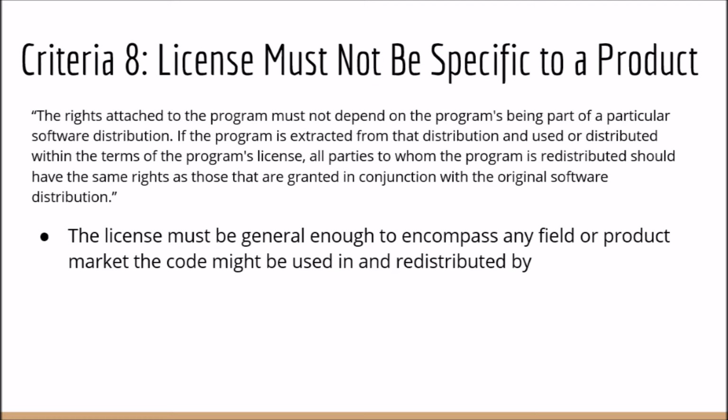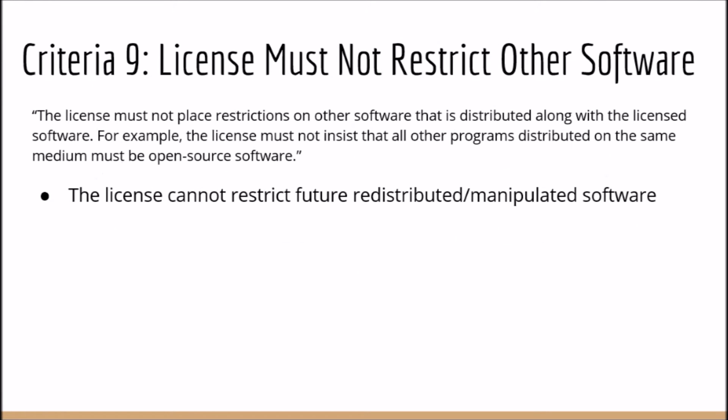The eighth criteria is that the license must not be specific to a product. The license must be general enough to encompass any field or product market the code might be used in and redistributed by. The ninth criteria is that the license must not restrict other software. The license cannot restrict future redistributed or manipulated software.